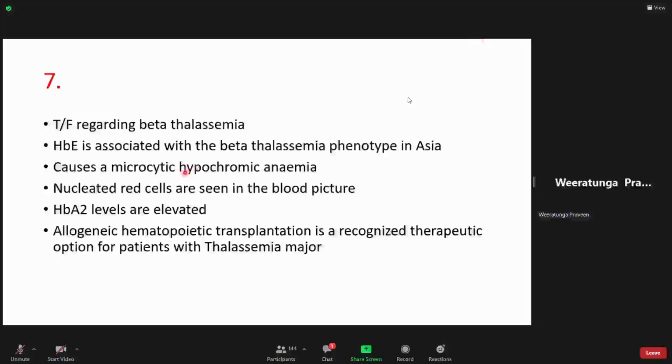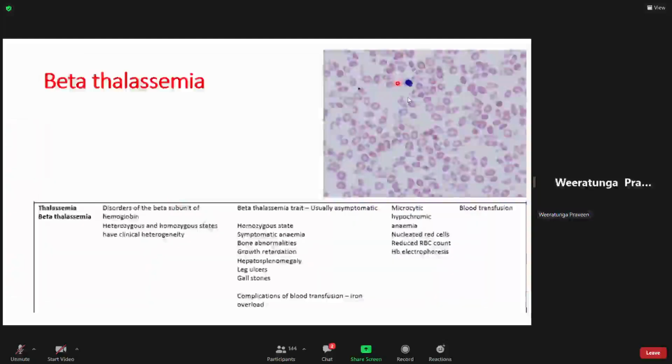So HbE disease with beta thalassemia is known to occur in Asia. That is true. It presents as a microcytic hypochromic anemia. And in thalassemia major, you actually see nucleated red cells in the blood film, as well as a microcytic hypochromic picture. Right? Nucleated red cells we see sometimes.